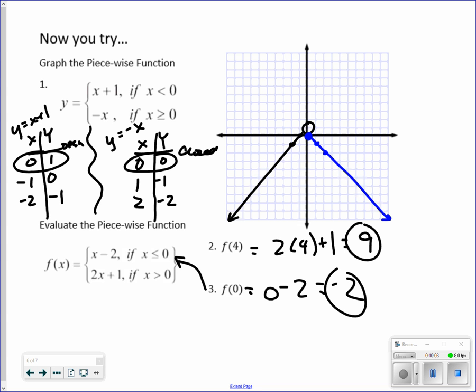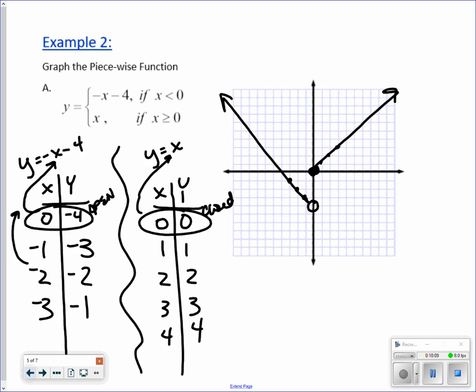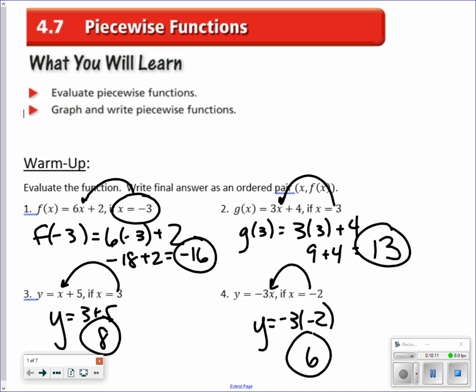So these are piecewise functions. They can be a little bit tricky, so please make sure you're asking questions if you need to. Your homework assignment tonight, I believe, is out of the book. Do you have any questions on that? Make sure that you talk to your teacher. It is. It's on page 222. If you have any questions, make sure you talk to your teacher, and good luck.